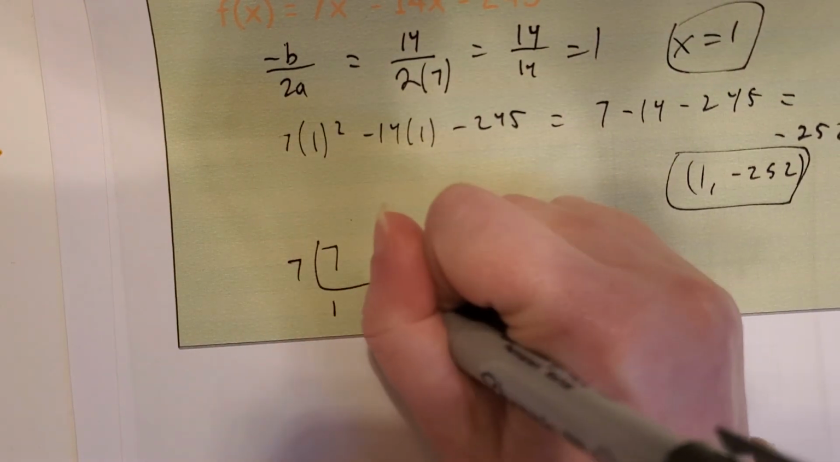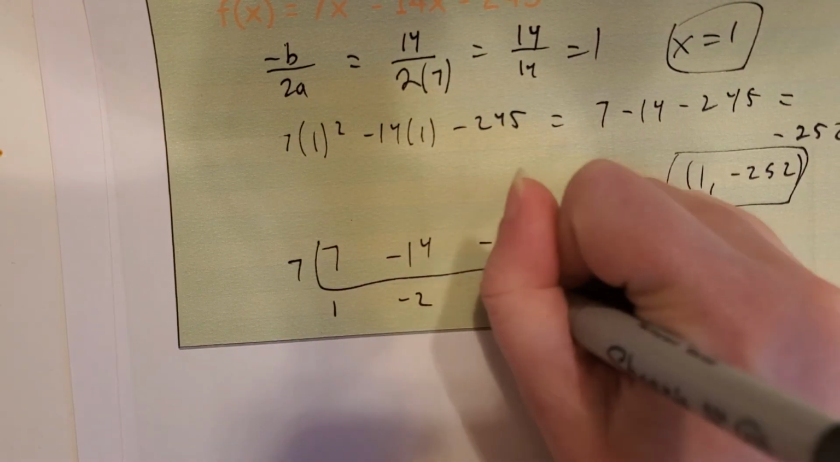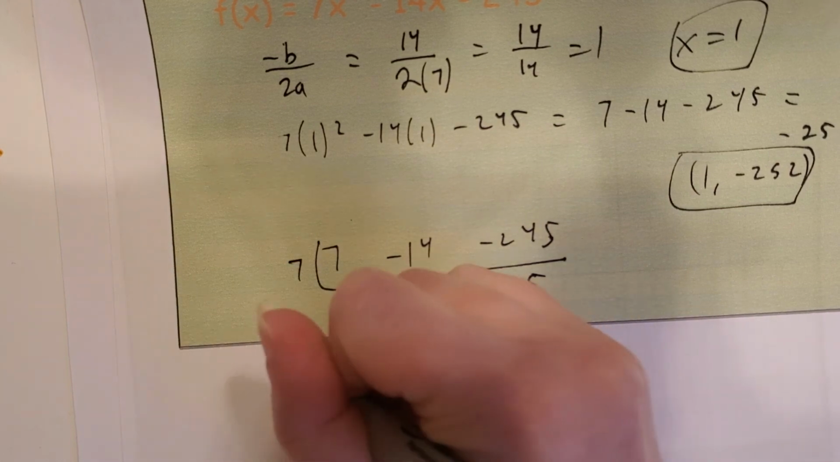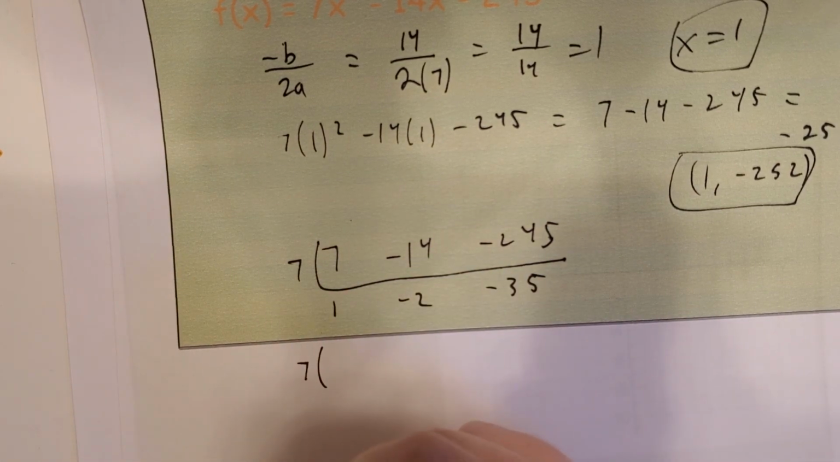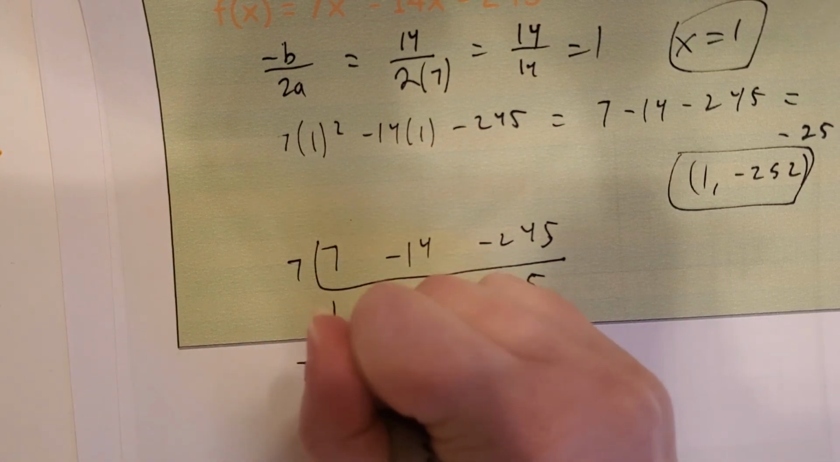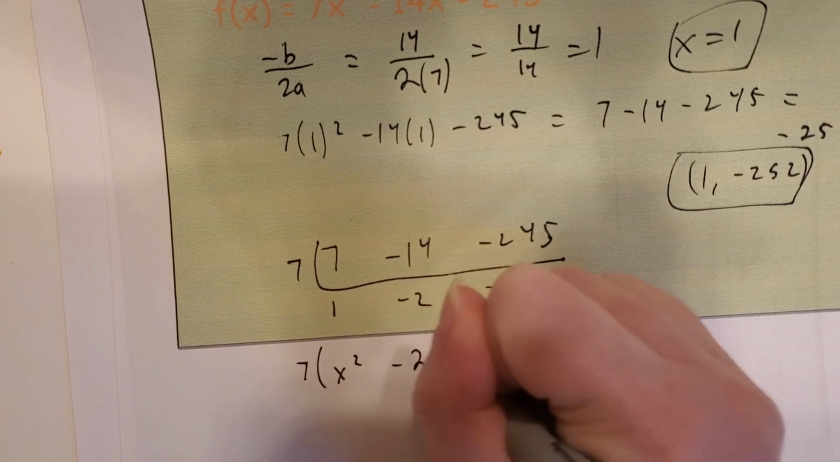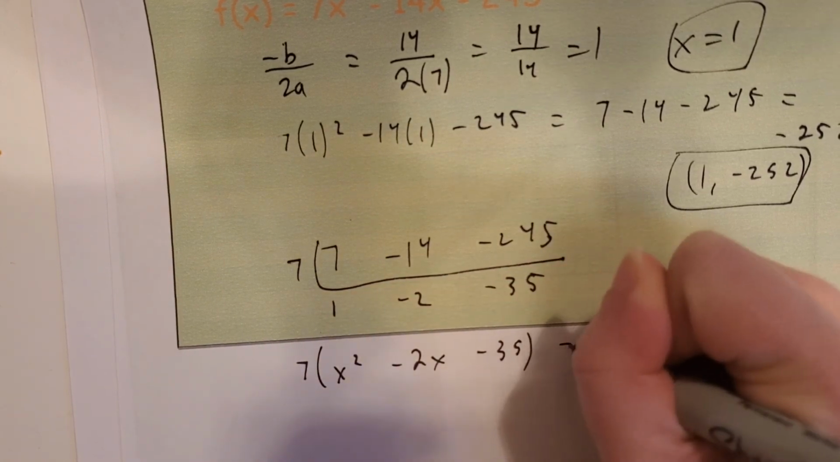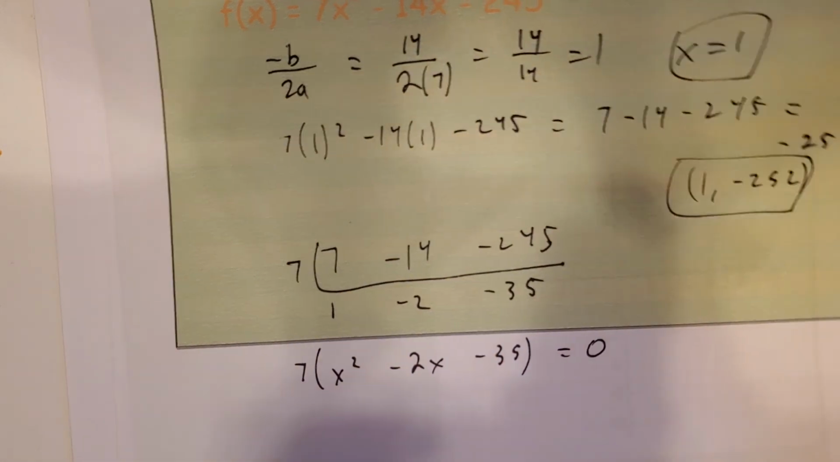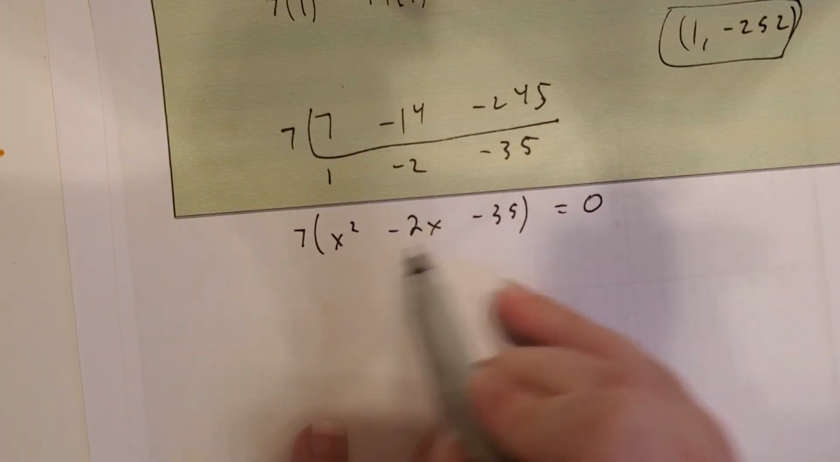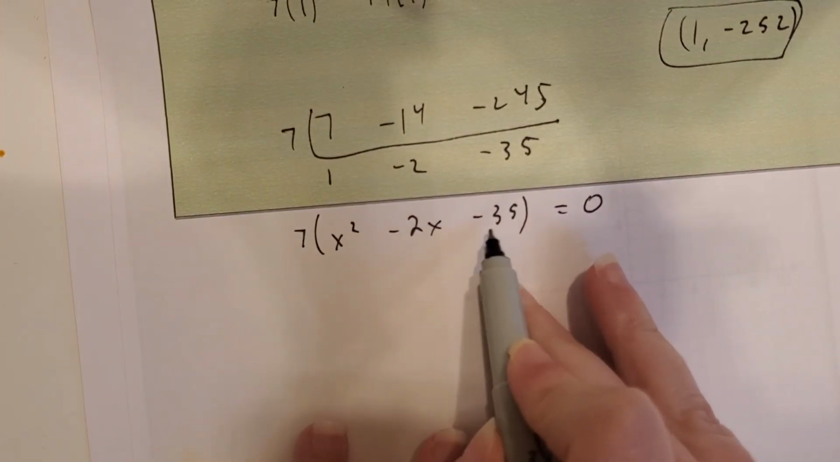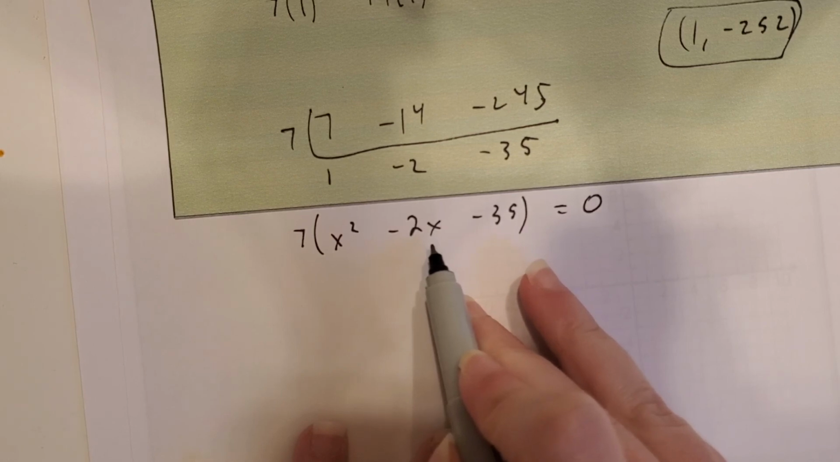Now we have 1, -2, and -35. So 7 goes on the outside, and this is 1x squared minus 2x minus 35 equals 0. Now we're just going to work with what's inside the parentheses. We're looking for factors of -35 that add up to -2.